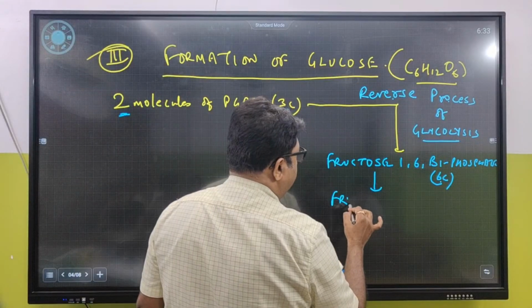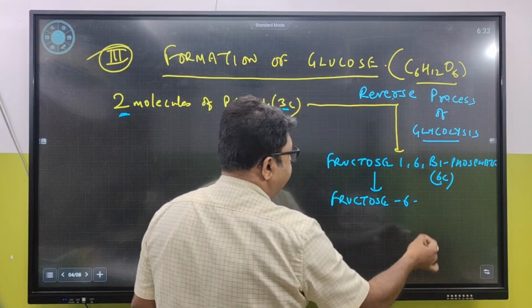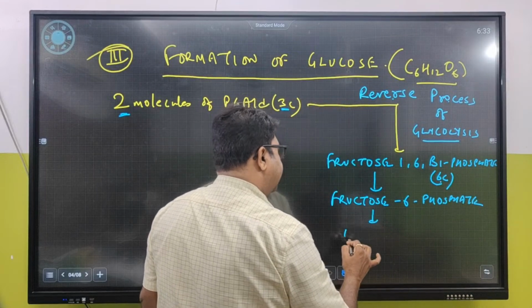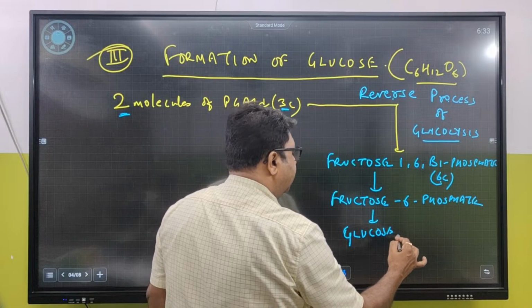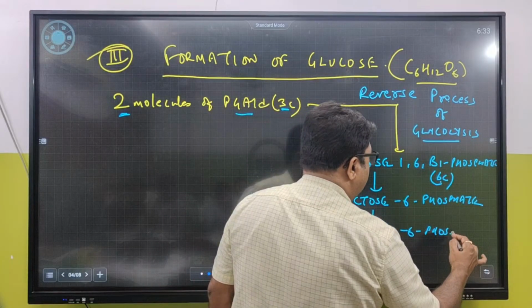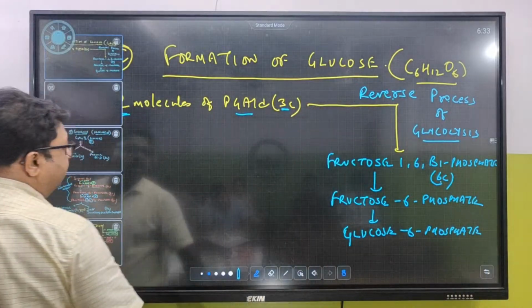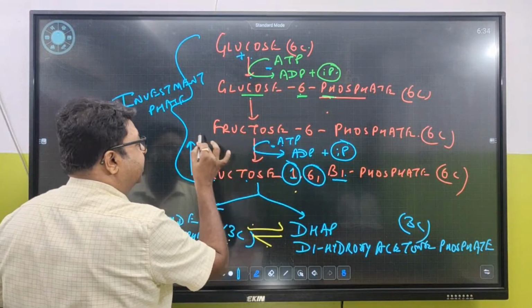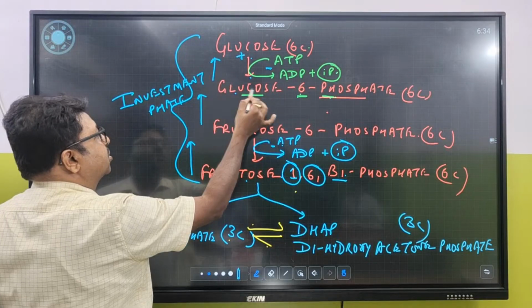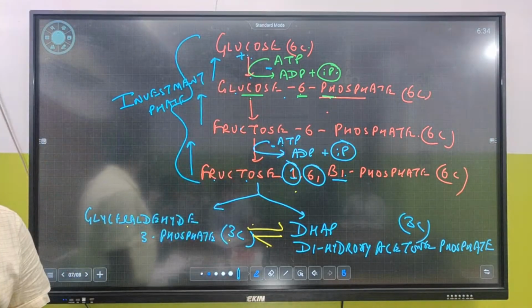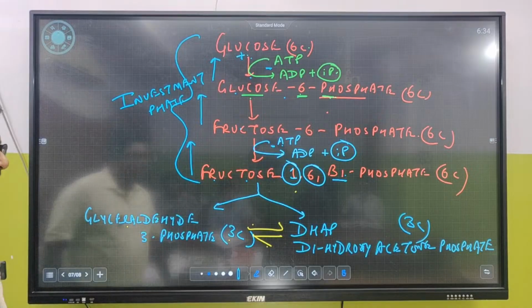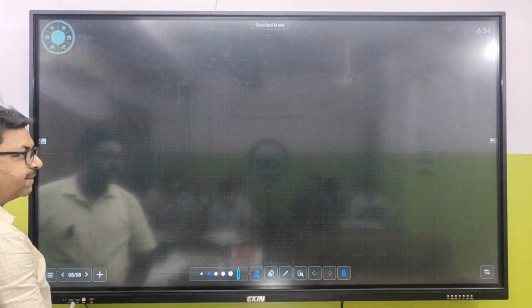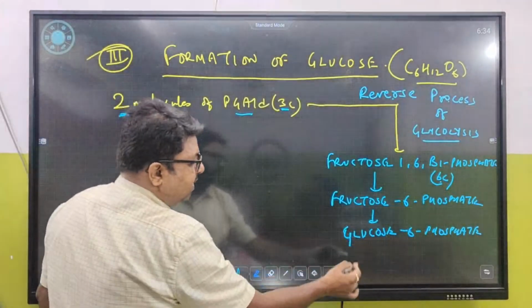From fructose 1,6 biphosphate, what will be formed? Fructose 6 phosphate. See, it is going backwards. This is a reverse process. And then it forms what? Glucose 6 phosphate. It is the reverse of glycolysis. We are going from fructose 1,6 biphosphate, then fructose 6 phosphate, then glucose 6 phosphate, and after that, glucose. Is this clear? Fine, very good. So glucose 6 phosphate will ultimately be formed.